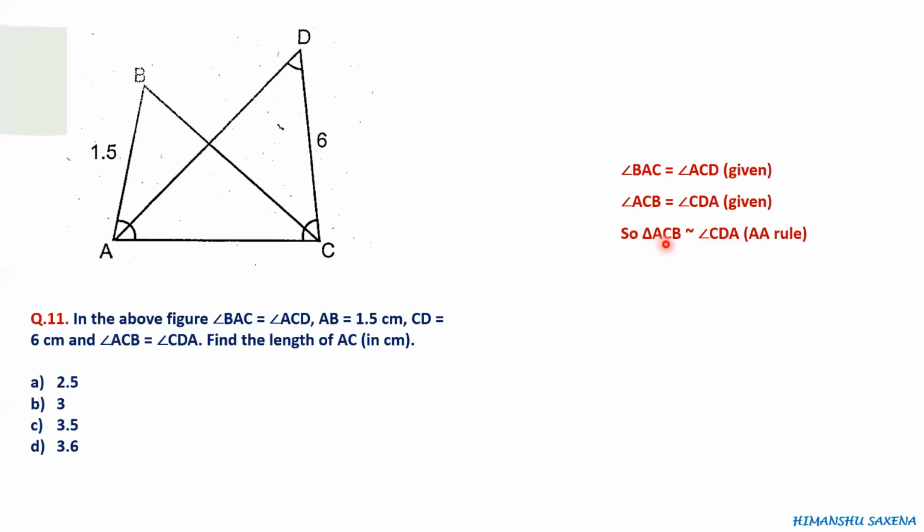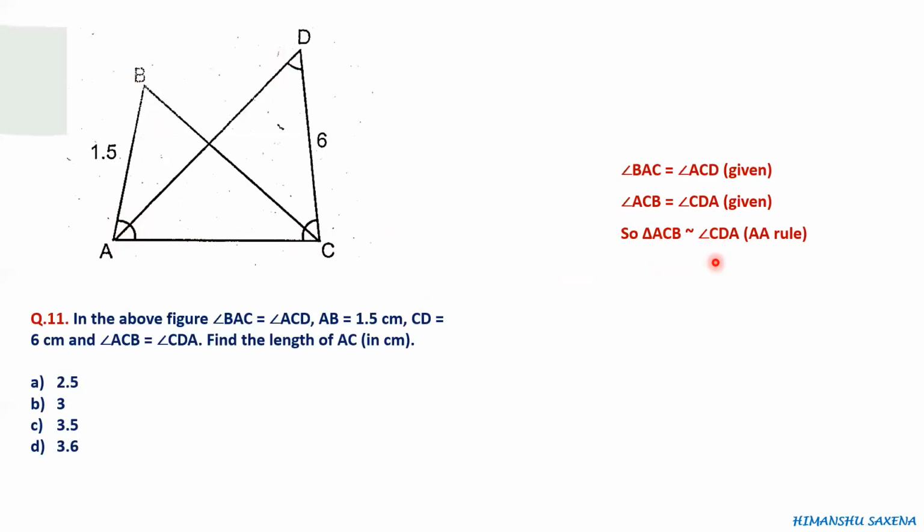So this is ACB, this is CDA. Why have we written it in this manner? Because angle ACB is equal to CDA. That is one reason. And if you look at the other angles, in ACB, angle A is this. This is equal to angle C in CDA. So these are equal. This is already given. That is how we have written the order of the vertices.